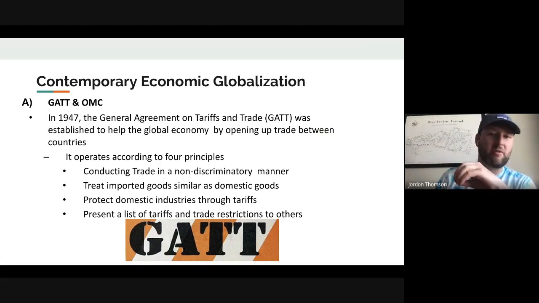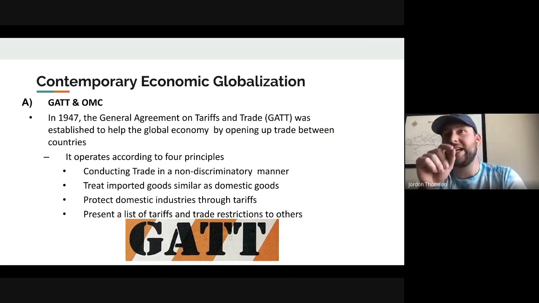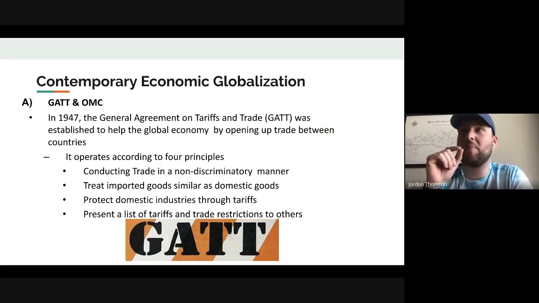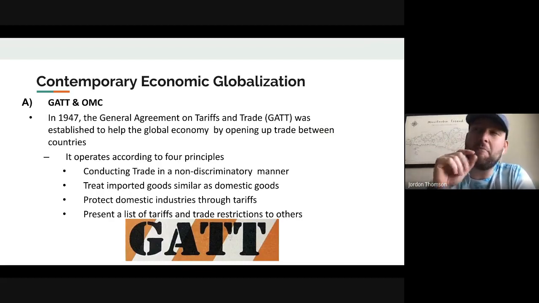Okay, so no discrimination. Treat imported goods similar to domestic goods. Protecting domestic industries through tariffs. So what a tariff is, is a tax. And so what a government can do is say, okay, China, even though you can sell me this iPod for 60 and I have to go and buy it for 200 from Canada, I can put a tax on you so it's the same price when it comes over the border. It's called an import fee or a tariff. Okay, so present a list of tariffs and trade restrictions to others.